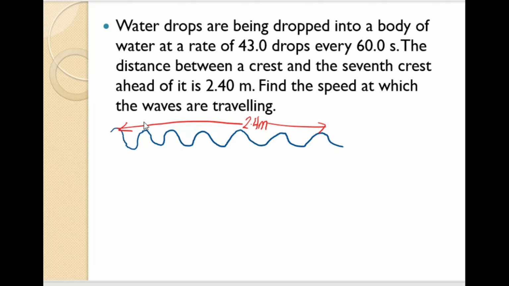Just like in the previous problem, kung kanina we have 21, we subtract 1, so we have 20 waves. Right now we have 7 minus 1, then we have 6. So we now have 0.4 meters.